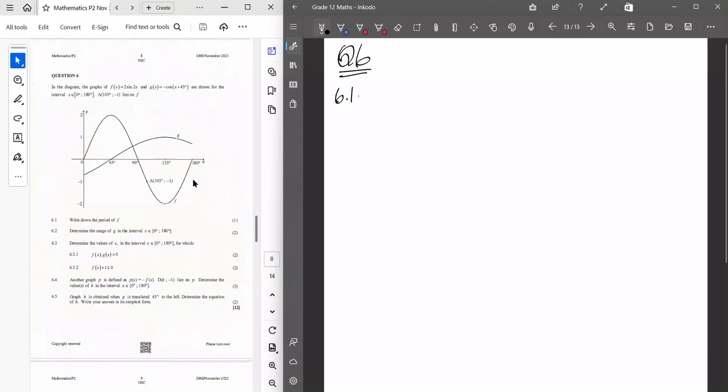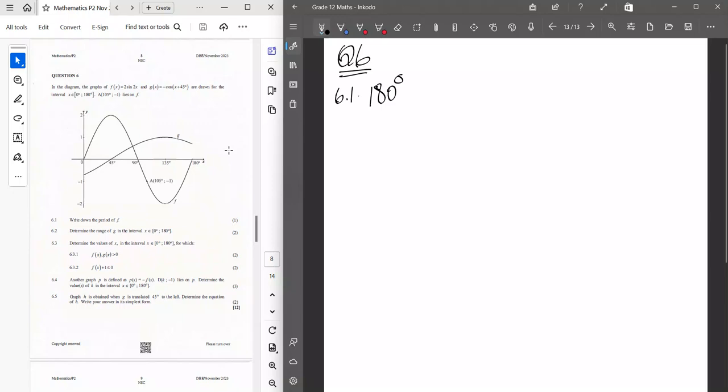The period of F, guys, is 180. Remember, period: how many complete cycles do you have in the domain? As you can see, from 0 to 180, you have one complete cycle. So from 0 to 360, you will have two complete cycles.